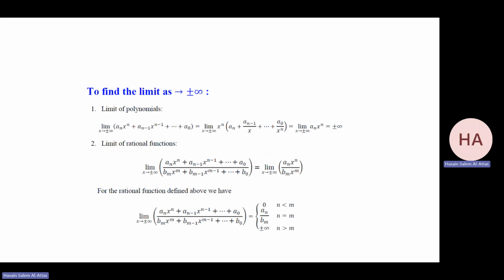As we said, for the polynomials, it will be easier if we deal with the polynomial. Instead of dealing with all of these terms, I can deal only with the term with the highest power. Why? I can take x to the power n as a common factor, and the rest will go to 0, since it will be constant over x squared, constant over x to the power n, as x goes to infinity or minus infinity. All of this will be gone, so I have only x to the power n.